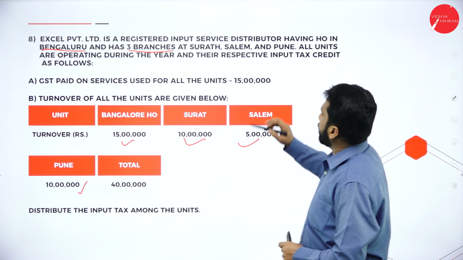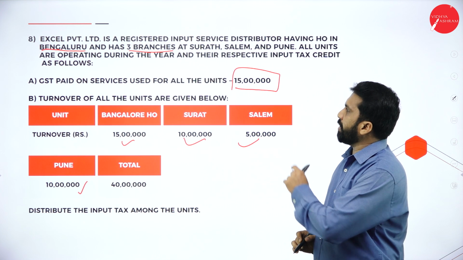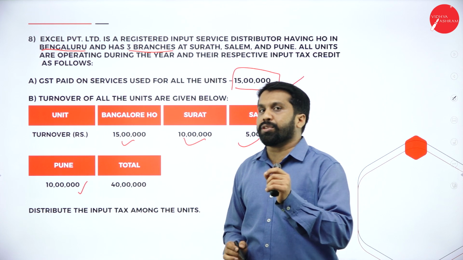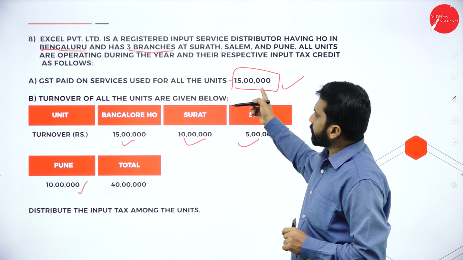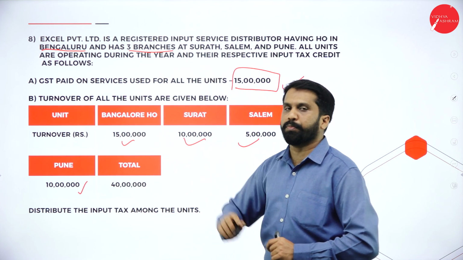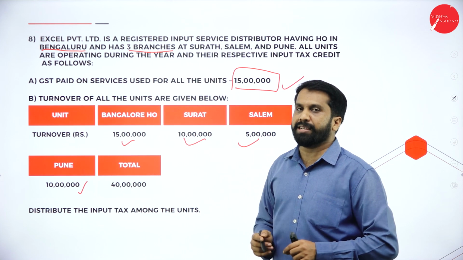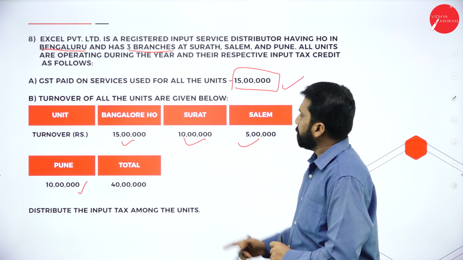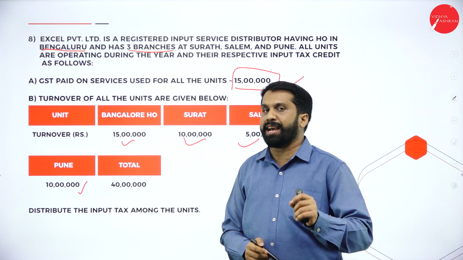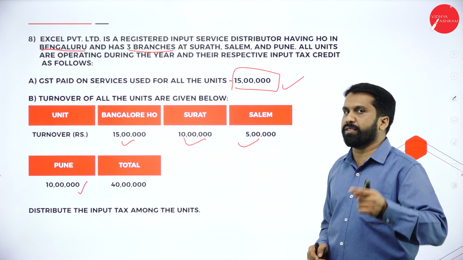Why have they given all the turnover? Because there is an input tax credit of 15,000. There is GST paid on a service used for all the units. How much is it? 15,000. We don't know how much of the 15,000 belongs to Bangalore, and how much to Surat, Salem and Pune. We have to distribute it among the head office as well as the branches. How to distribute? Simple. You have all the information, so with the help of this information you can distribute. You have to take these as the base. We'll go for the answer.